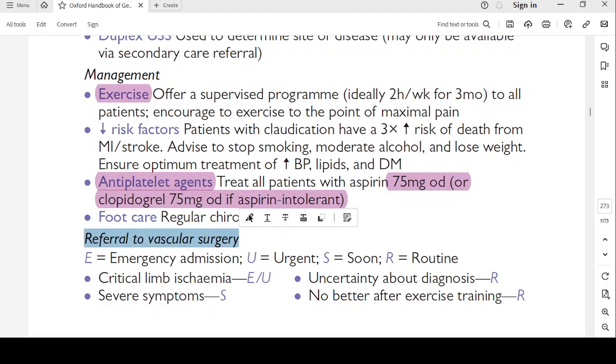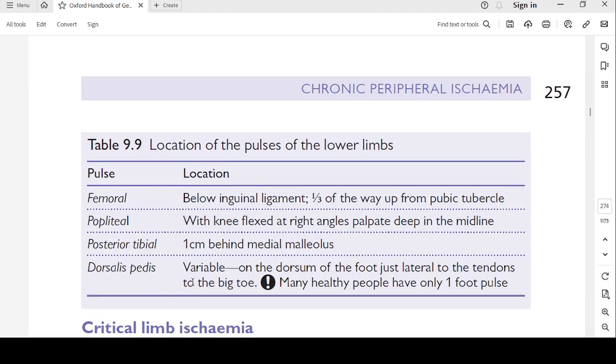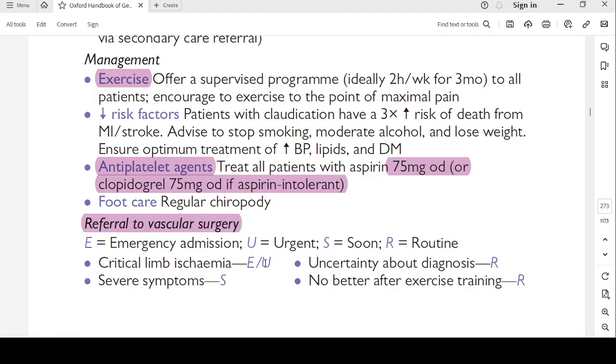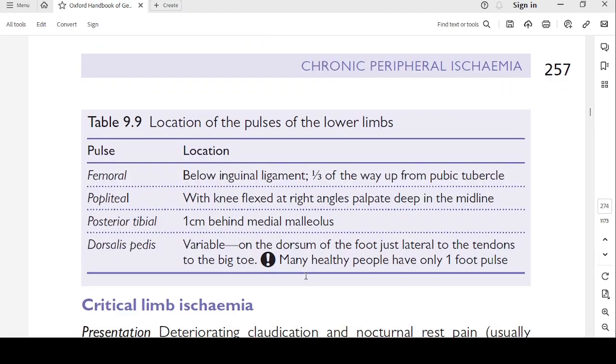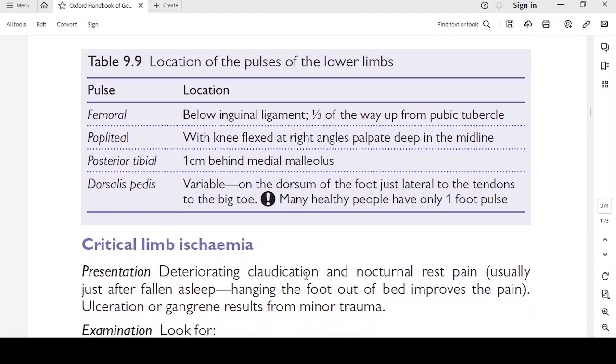When do you have to refer to vascular surgery in PAD? In emergency: critical limb ischemia. So emergency or urgent admission. Uncertainty about the diagnosis: routine admission. Routine referral. Severe symptoms: soon. Know better after exercise training: routine referral.